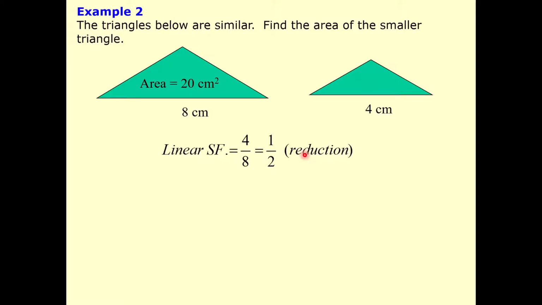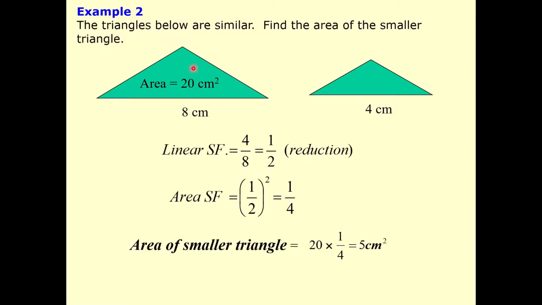And once we've found our linear scale factor, we then need to calculate our area scale factor. And to do that, we're going to take our linear scale factor and square it. And notice these large brackets, that means that entire half is all being squared. And then to work that out, when you're squaring a fraction, you square the top and you square the bottom. So 1 squared is just 1, and then 2 squared is 4. So we've got our area scale factor of 1/4. And now to work out the area of that smaller triangle, we are going to take our larger area of 20 and times it by our new area scale factor. So 20 times 1/4 is 5 squared centimetres.